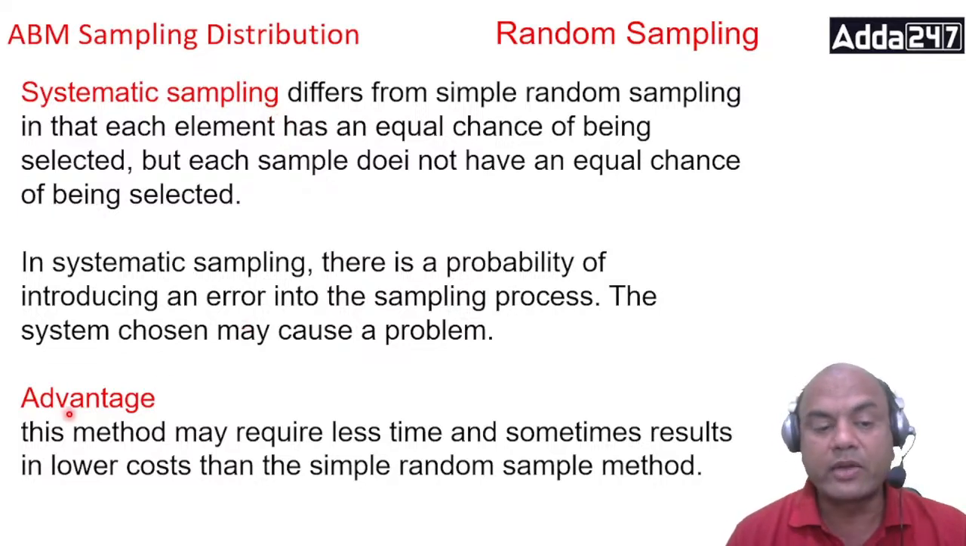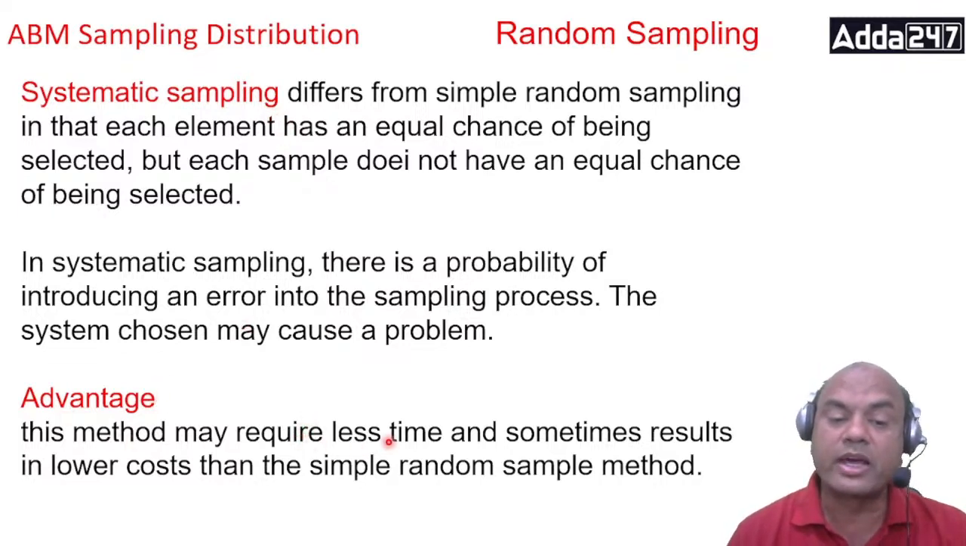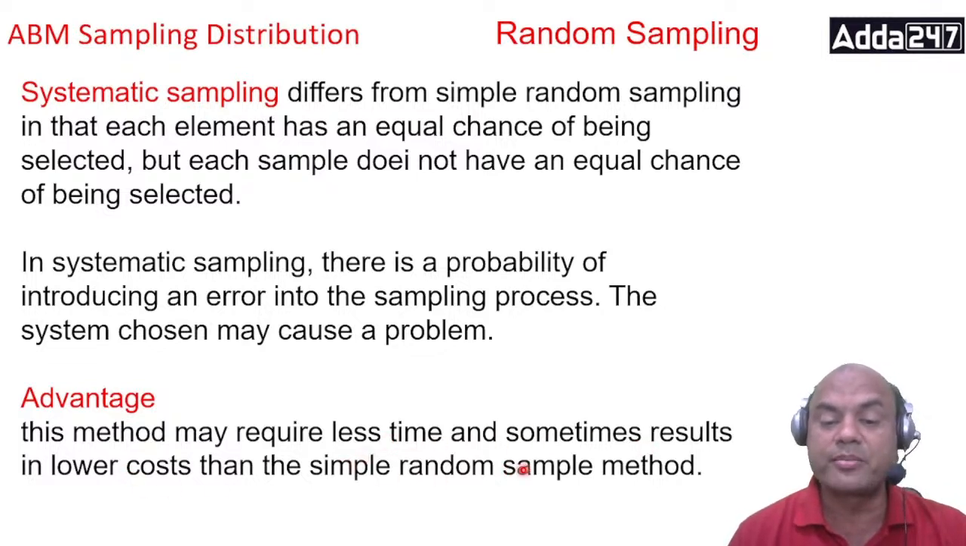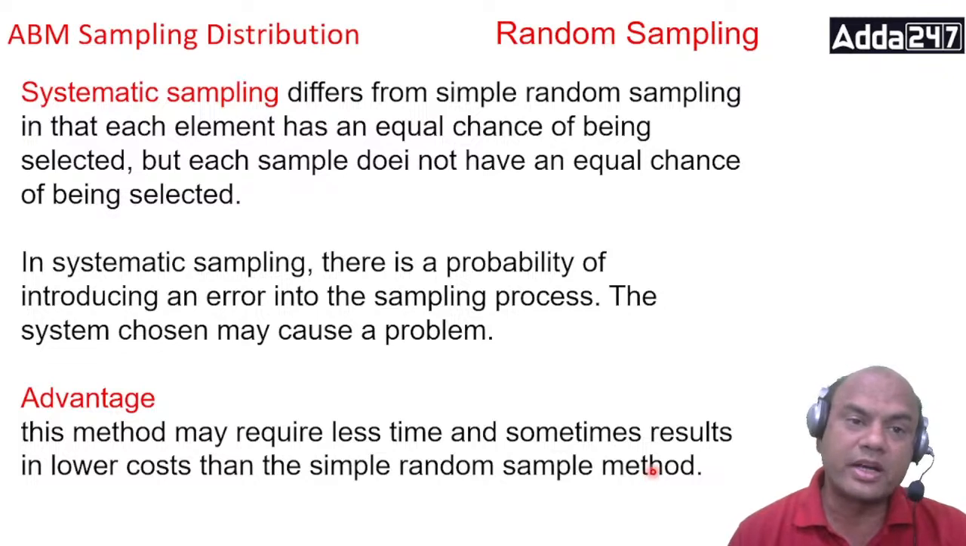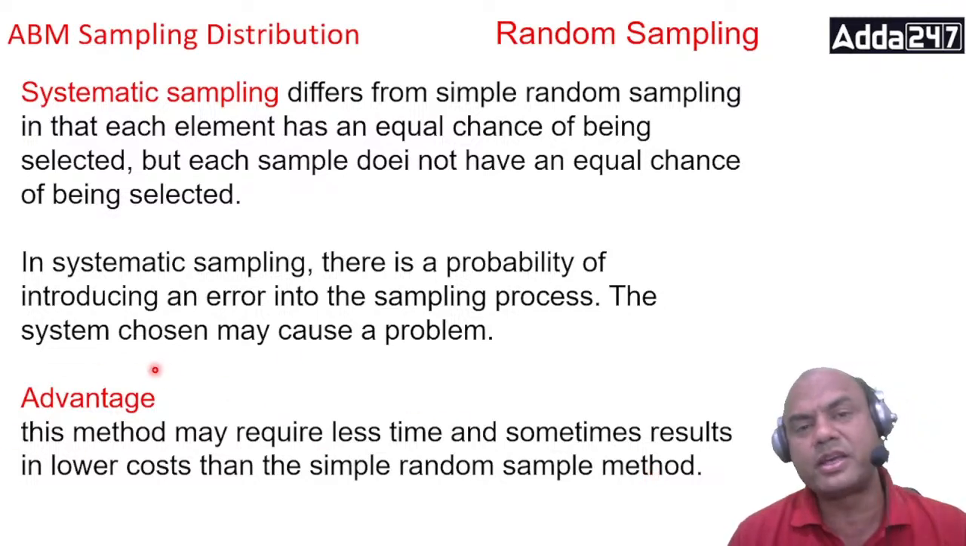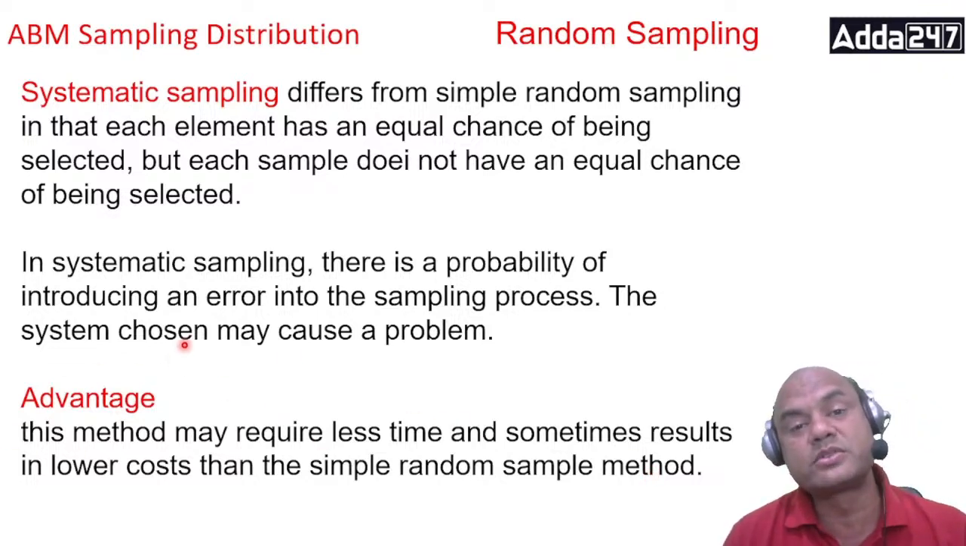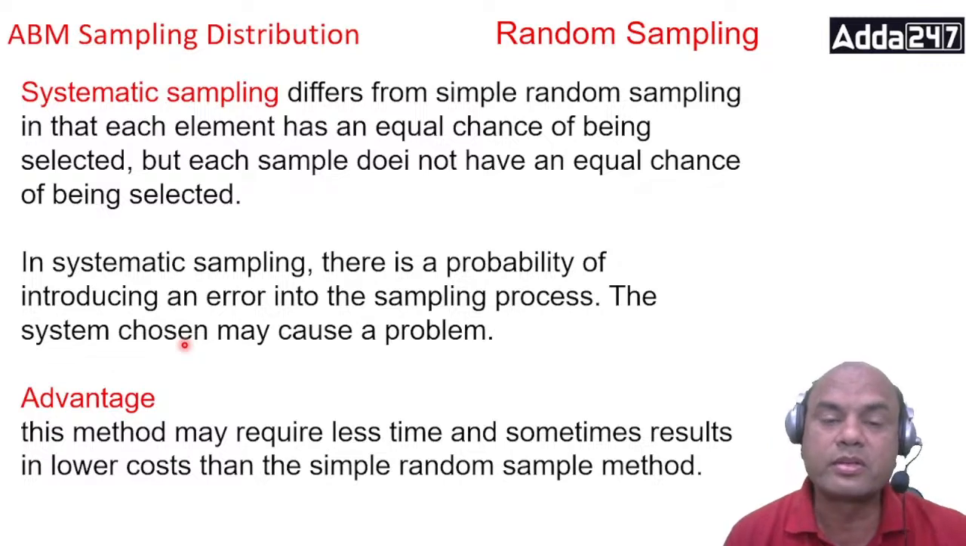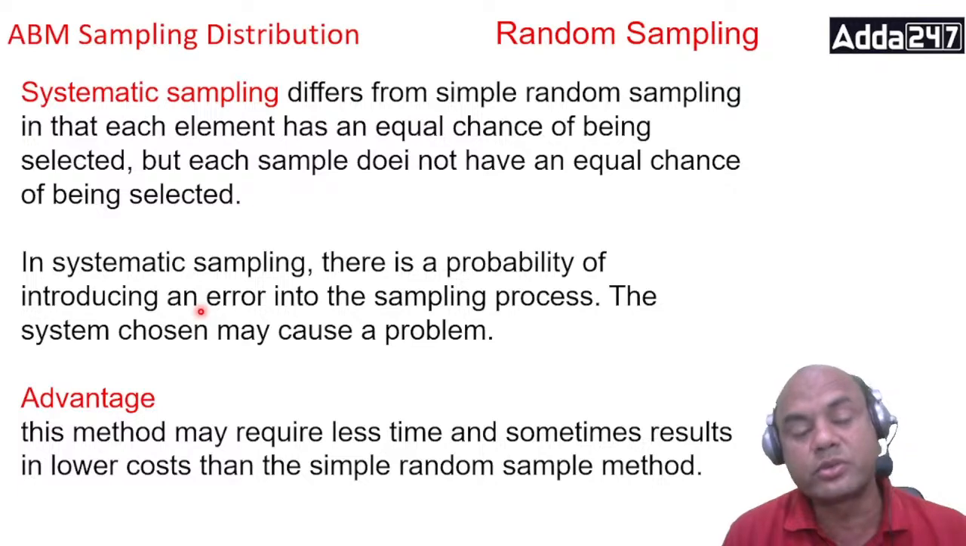Advantage: this method may require less time and sometimes results in lower cost than the simple random sample method. Because in systematic sampling, obviously we are not telling all 60 students to stand and selecting randomly. We are telling every 10th or every 5th. So it gives a fair chance and it will be fast.